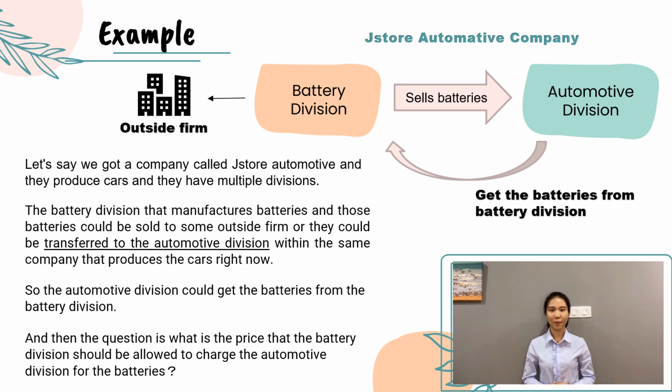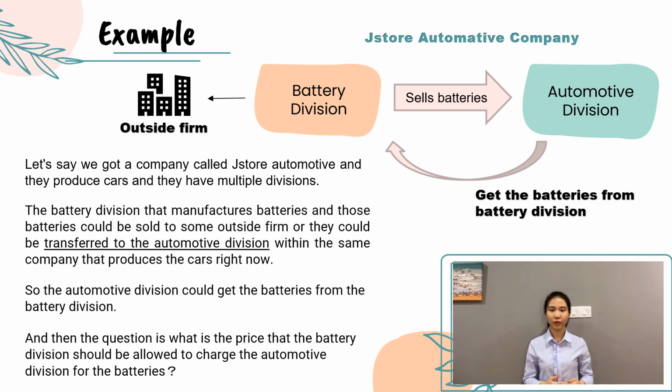Let's begin with an example of variable cost based transfer pricing. Let's say we have a company called Gestor Automotive, and this company produces cars and has multiple divisions. For this example, we look at the battery division and the automotive division. The battery division manufactures batteries, and those batteries could be sold to some outside firm, or they could be transferred to the automotive division within the same company that produces the car.